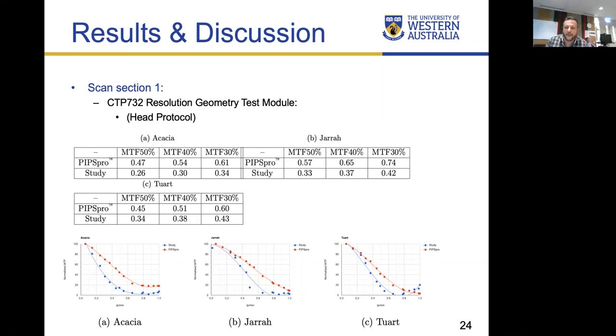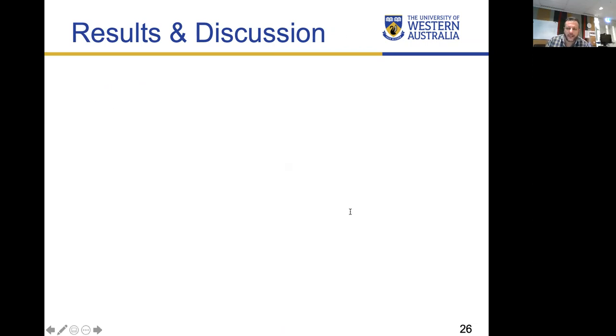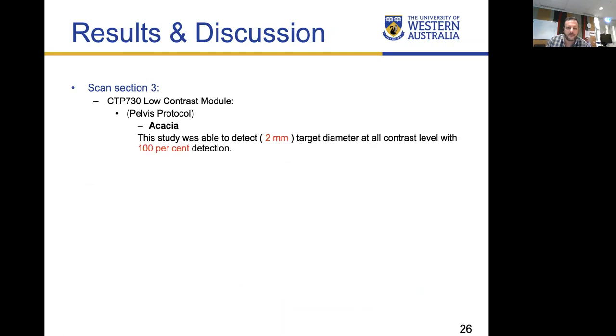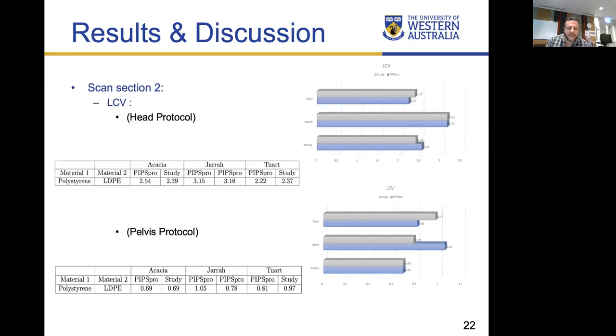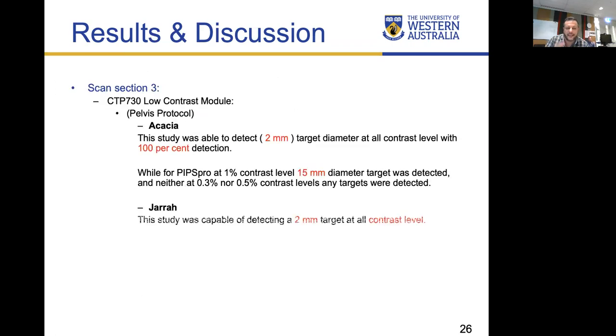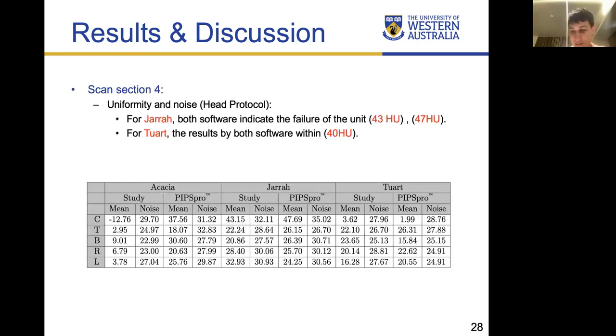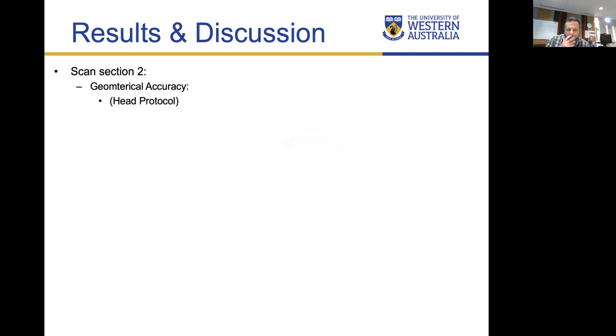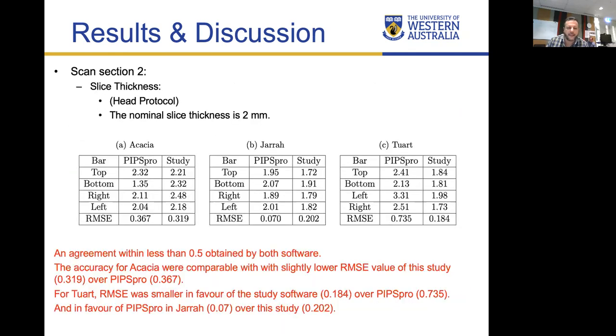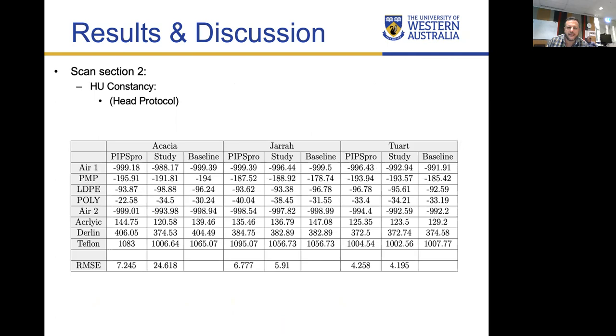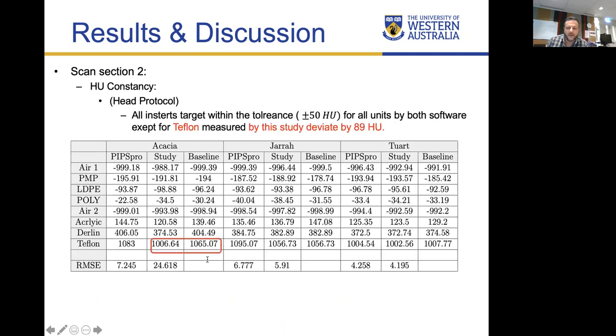Just a quick question about the HU value in Acacia. I was wondering, especially for the head protocol, it seems like your study's and BIPS Pro's values were okay. If you go back, let me show you the full results for it. When you see the HU value only for the head in Acacia, it wasn't in agreement with the others. Is there any reason for that? Or did you repeat the measurement several times in Acacia, or was it done just once?